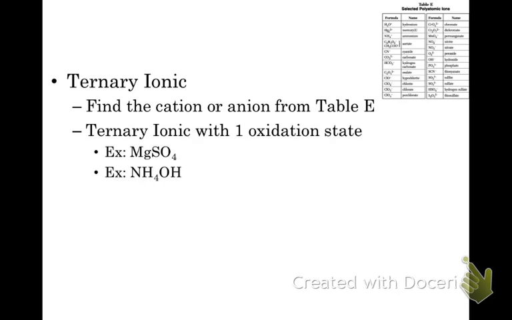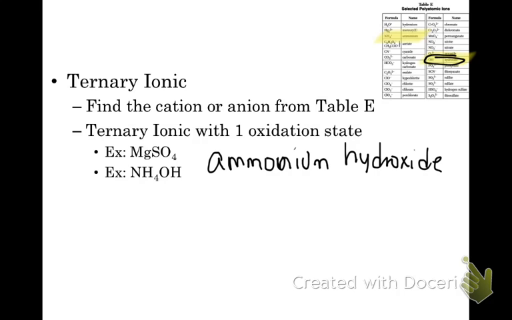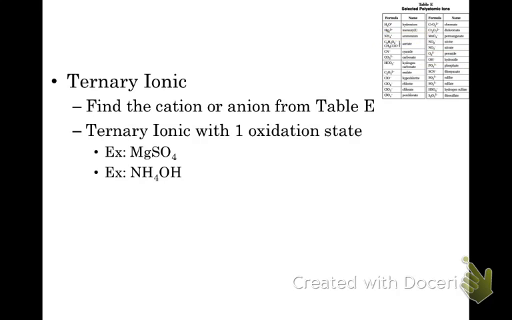Next, I have NH4OH. If you look off of table E, there's an NH4 right there, that's ammonium, but I also have an OH, that's hydroxide. There's only one charge listed for each of them, so it ends up being ammonium. And then this part is hydroxide. So that's the name of this compound, it's ammonium hydroxide. Again, since both of them were off of table E, I took the names off of table E.